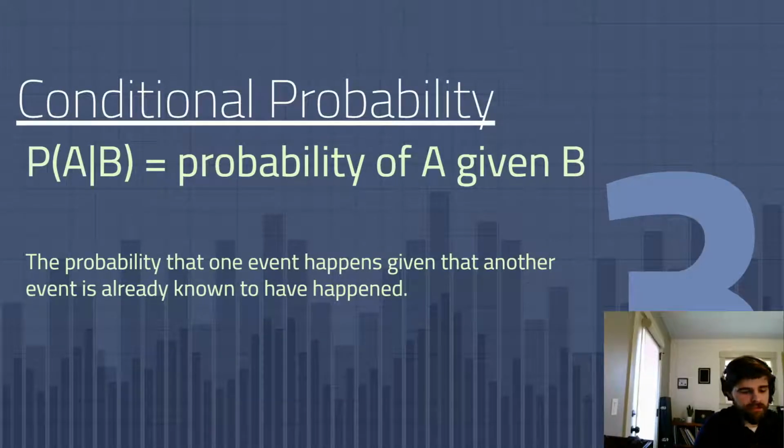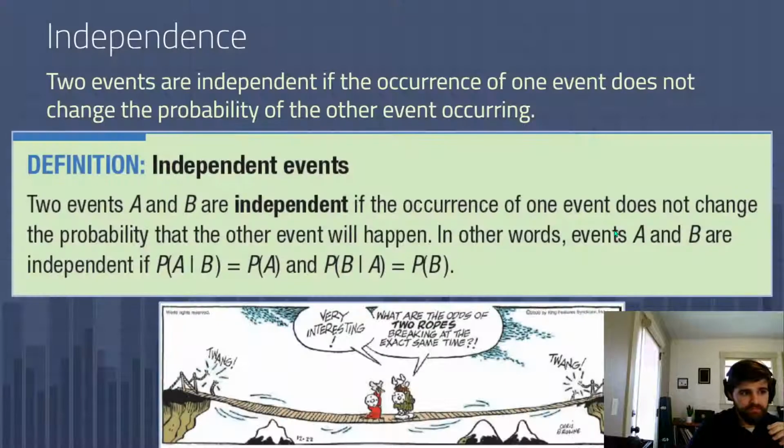Okay, so to continue from last time, we're going to be looking at some more conditional probability problems, this time focusing on the idea of independence. Independence means that the probability of A happening, given that B has already happened, is the same thing as the probability of A happening.